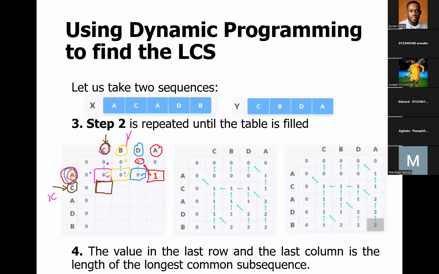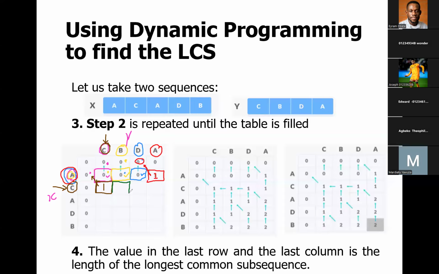If they are the same, then what are we supposed to do? We look at the diagonal cell, which is what? 0. Then what do we do to it? We add 1 to it, and then this cell will now be 1. Okay. Then we move to the next cell.